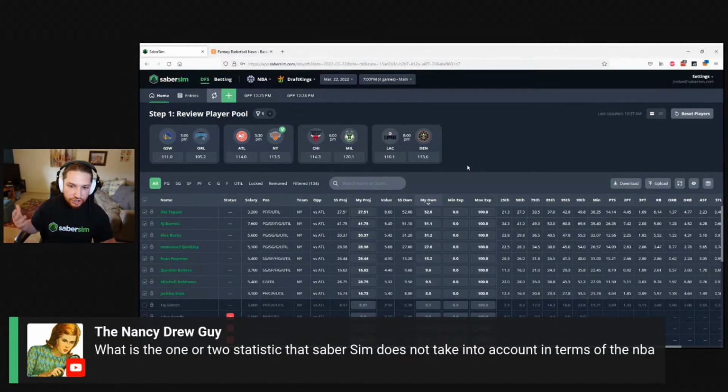So by no means should you feel like you have to do this level of research. This is what we are trying to automate and make easy for you. But assuming you want to spend more time doing research to add value to your NBA process, this is how I would focus it.